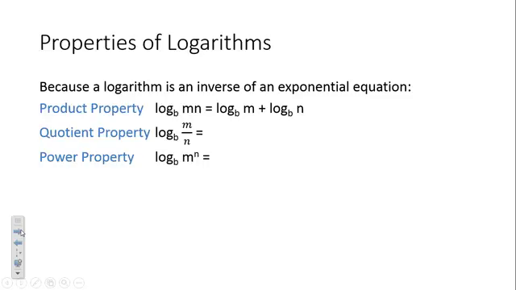So what do you think the quotient property is going to tell us to do? Subtract. Absolutely. If we are dividing like bases, we're going to subtract the powers. And log base b of m is nothing more than a power. Log base b of n is nothing more than a power. So when we're dividing like bases, we subtract the powers.